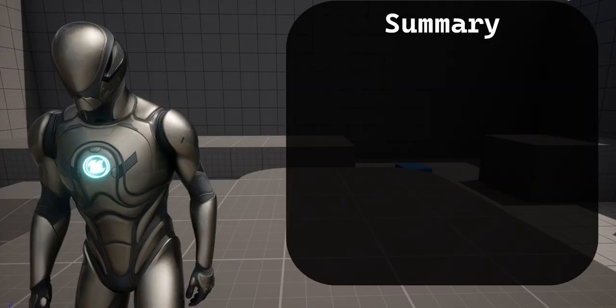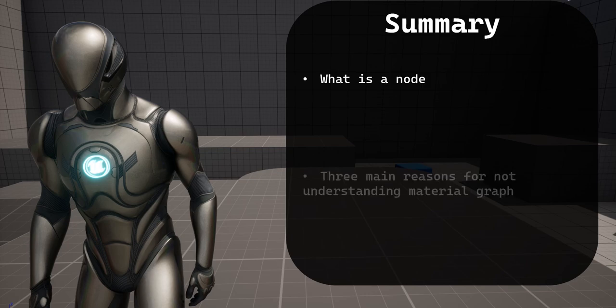In this lecture, we discussed what a node is, and we talked about what is stored inside of a node, and we know that now a node contains code and it takes practice to recode. We are going to do a lot of that practice in this course. And we also discussed the three main reasons for not understanding the material graph: a messy graph, nodes that you haven't seen before, and complicated math. And we have solutions for each of these issues. And we'll be using those solutions a lot in this course. This is a great beginning. I'll see you in the next lecture.